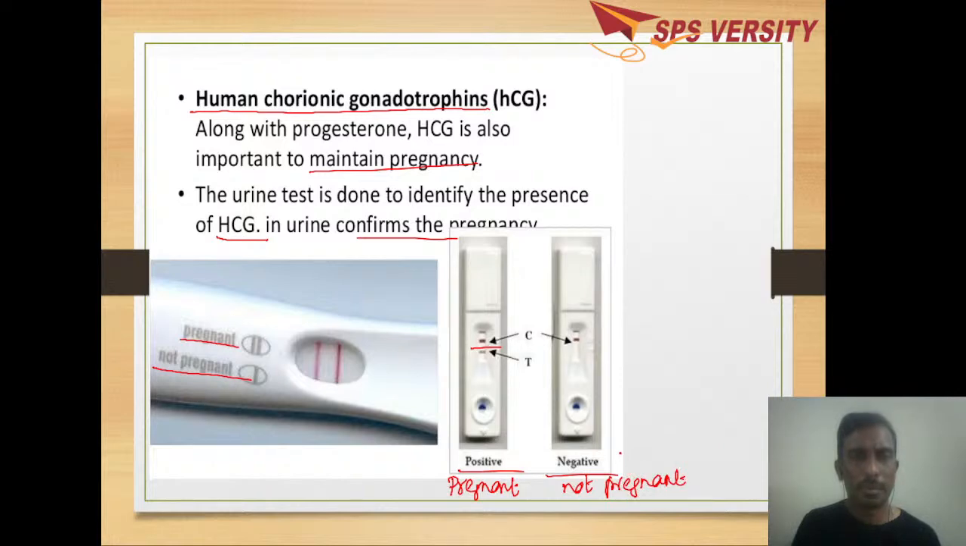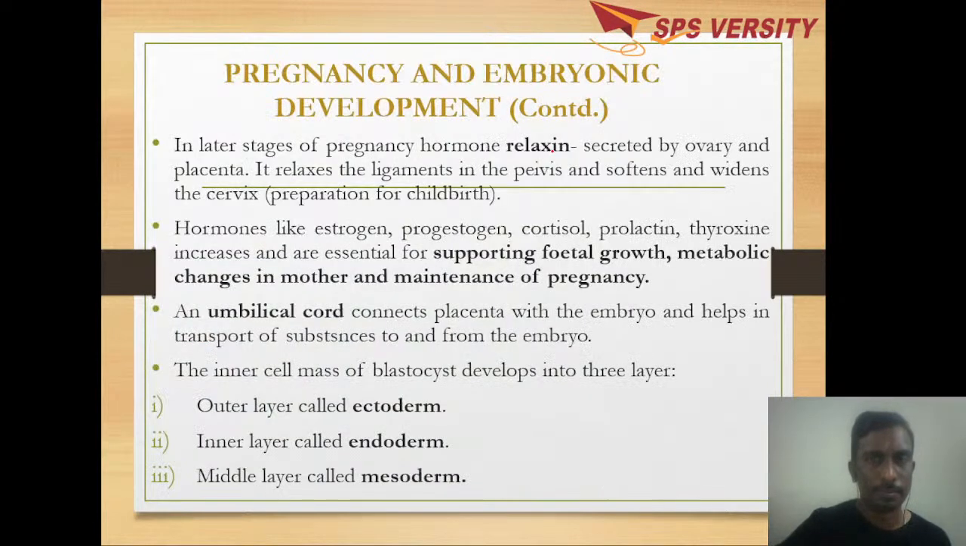So why is it taken into criteria? The reason for this is that it is secreted only during pregnancy, and remaining times it is not secreted. Human chorionic gonadotropin. Okay. So now we will see the embryonic development.